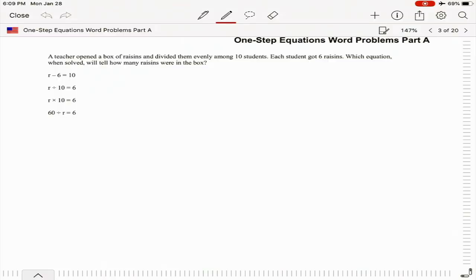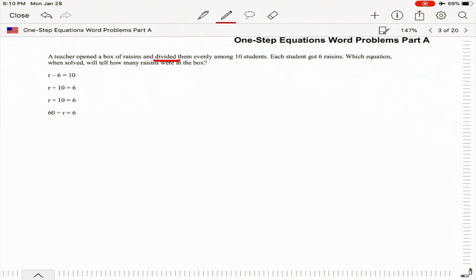A teacher opened a box of raisins and divided them evenly among 10 students. Each student got 6 raisins. Which equation, when solved, will tell you how many raisins were in the box? So this one, I'm not sure if a bar model would help. A bar model is very hard to explain when you're using division in the problem, and you know you are because it literally says it in the passage. So this one I'm just going to go right to the equation part, and hopefully it makes sense.